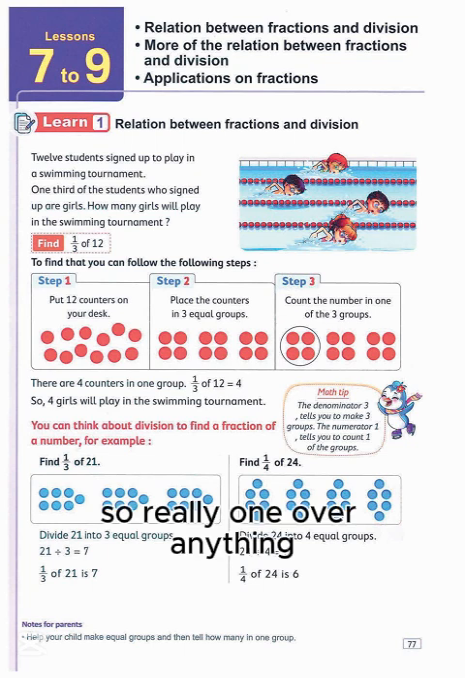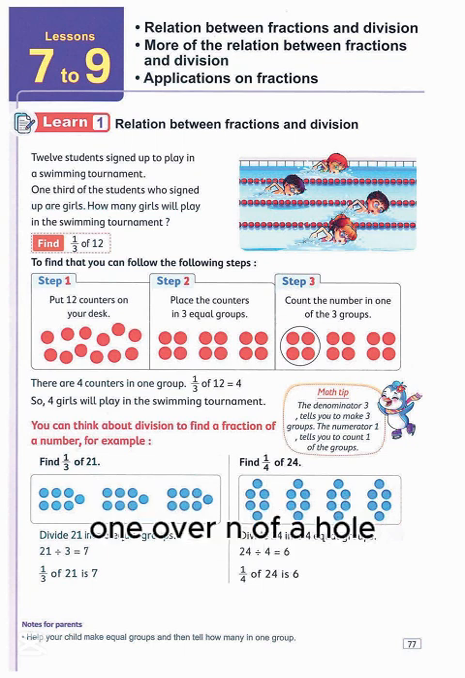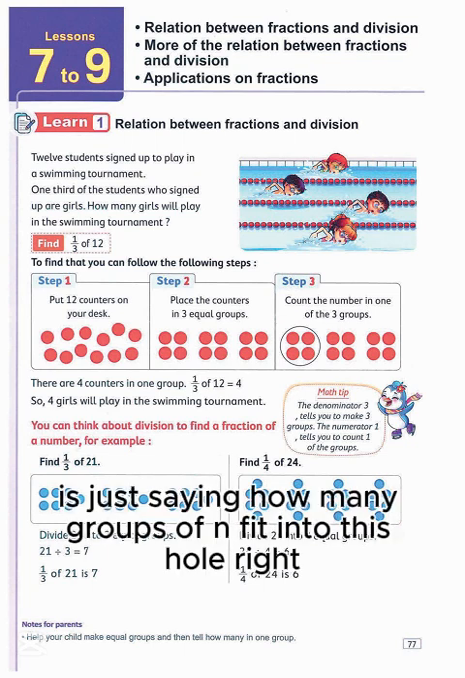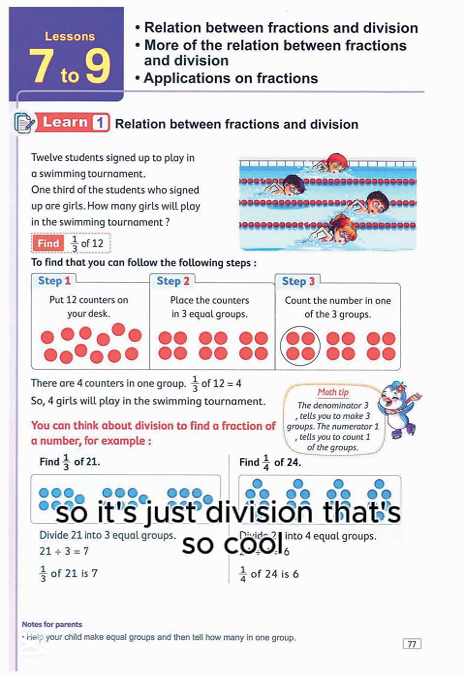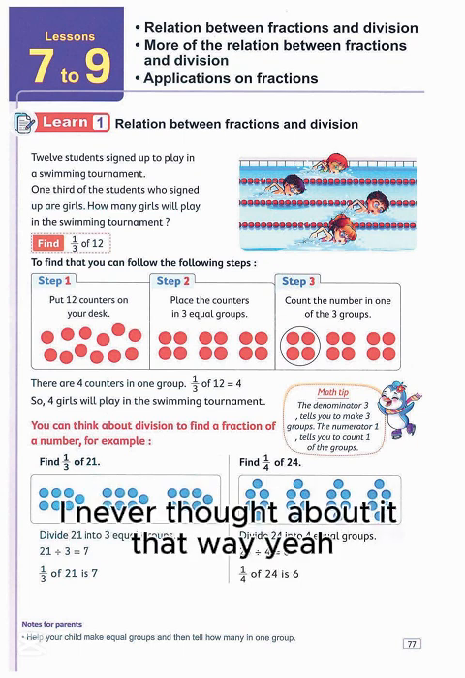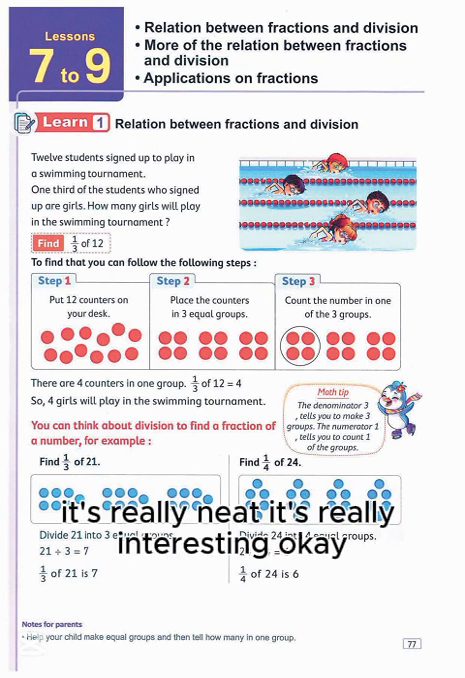So really anything 1 over n of a whole is just saying how many groups of n fit into this whole. So it's just division. That's so cool. I never thought about it that way. Yeah, it's really neat, really interesting.